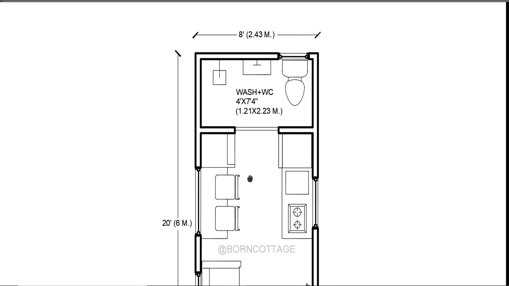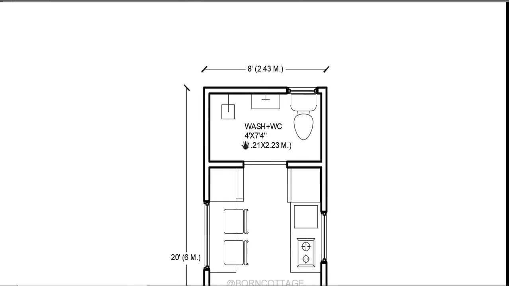After that we'll go inside, so we have a common use washroom plus water closet here. The size of this washroom is 4 feet into 7 feet 4 inches, in meters 1.21 into 2.23 meters. You can see here the wash basin, water closet and the shower area, and we have a ventilator for ventilation of this washroom. So this is the floor plan of the house you are watching on the screen.